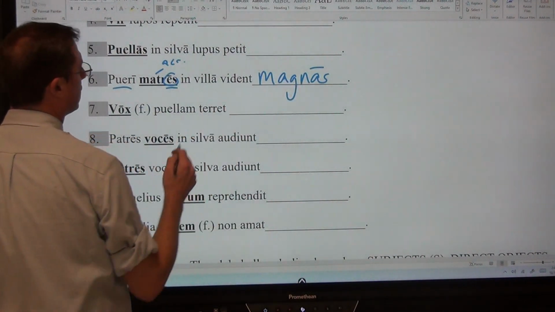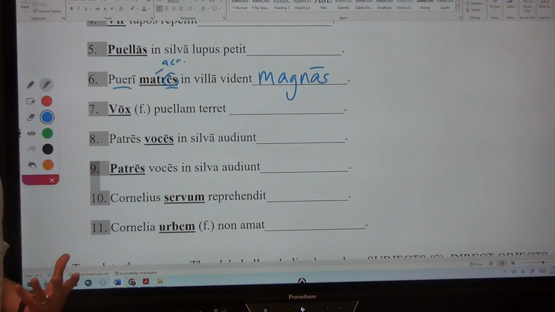They don't have the same ending, because magnus, magna is a first and second declension adjective, and here it is modifying a third declension noun, and so they are not of the same declensions and will not match up.